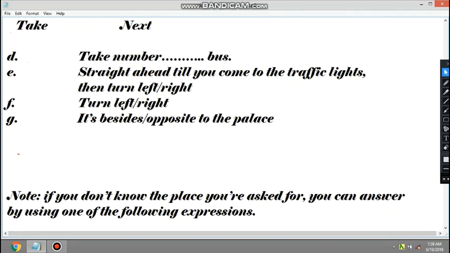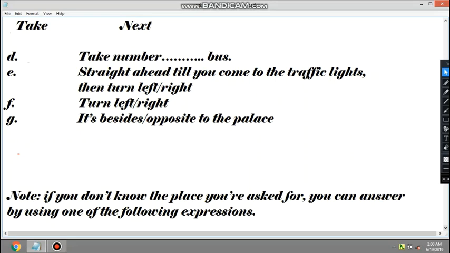Could you tell me how to get to the National Theatre? You can say turn left or turn right if it's around. Could you tell me the best way to the National Theatre? Simply it's beside the palace, or it's opposite to the palace. This is a possible way of answering.